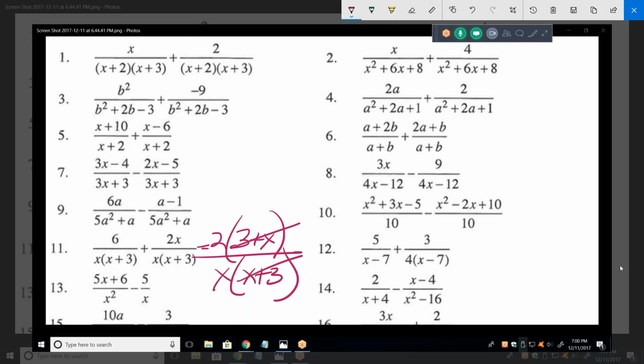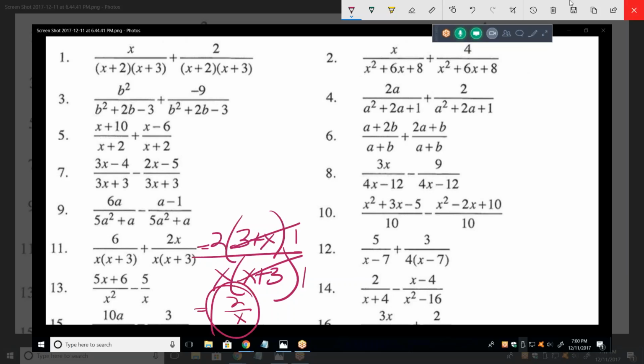Cross those out. What I'm really doing is leaving a 1 behind. I'm not leaving a 0 behind. I'm leaving a 1. And it's important to understand that. So the final answer is just 2 over x.